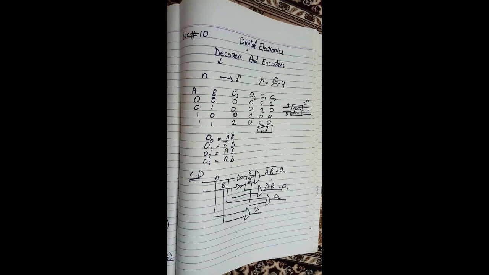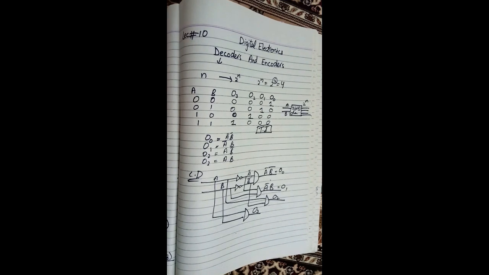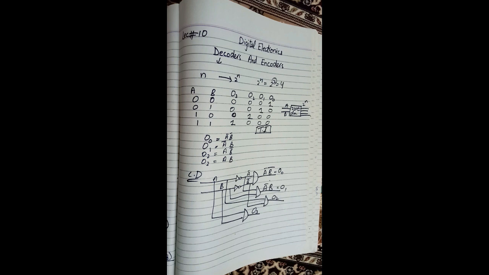and this is our truth table for the decoders. Now we will see that this is for the 2 bits, and if we have to draw for the 3 bits, like if we have 3 inputs and the 8 outputs, how we will draw that decoder. Okay, now we will see the 3-bit decoder.